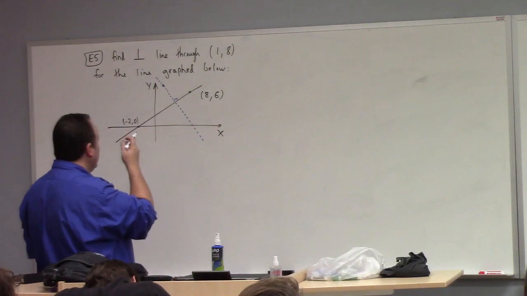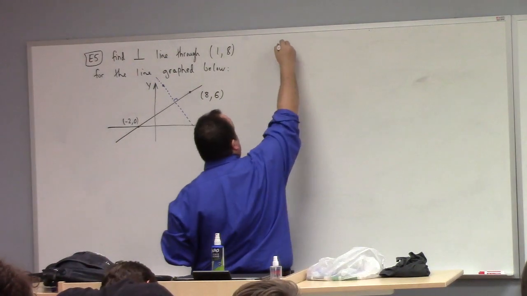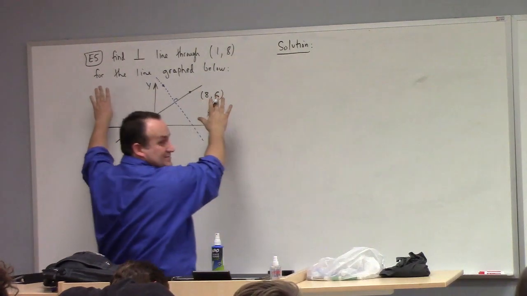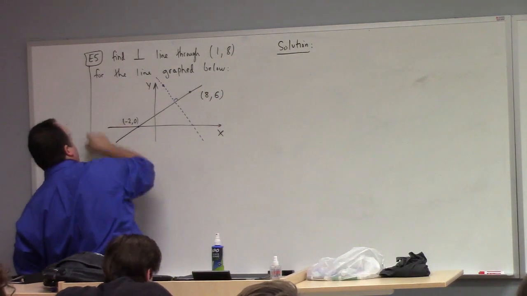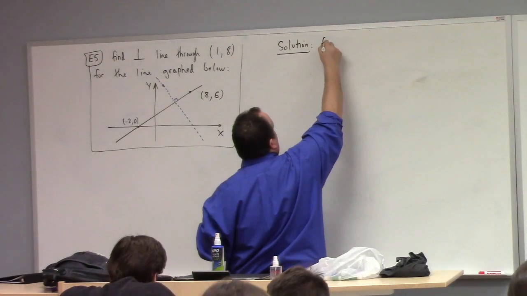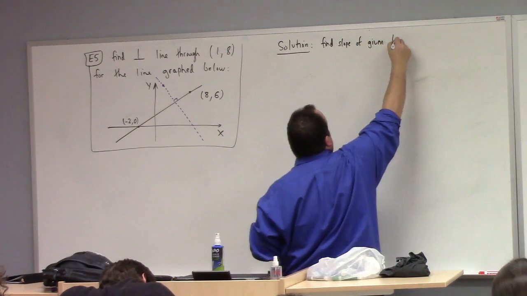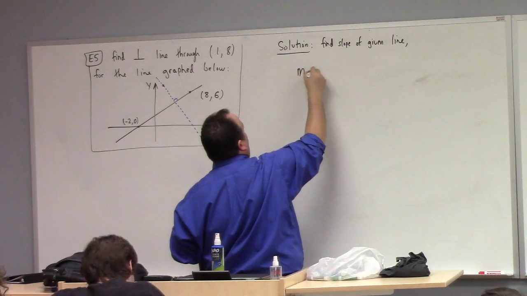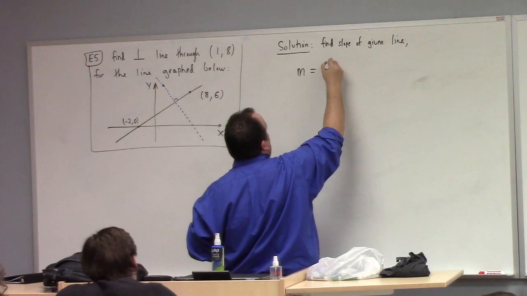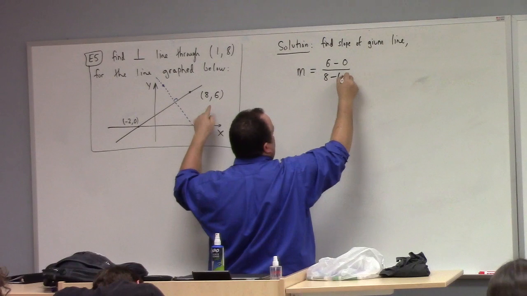Okay, so what's the equation of this line? I guess we need to find the slope of the black line, right? So the solution, this was the problem. Now I'm doing the solution, okay? First, we'll find the slope of the given line. m is, let's see here, (6 minus 0) over (8 minus (minus 2)).